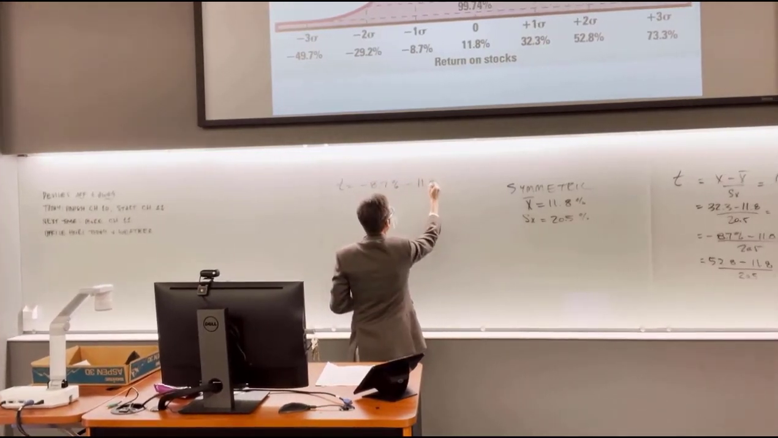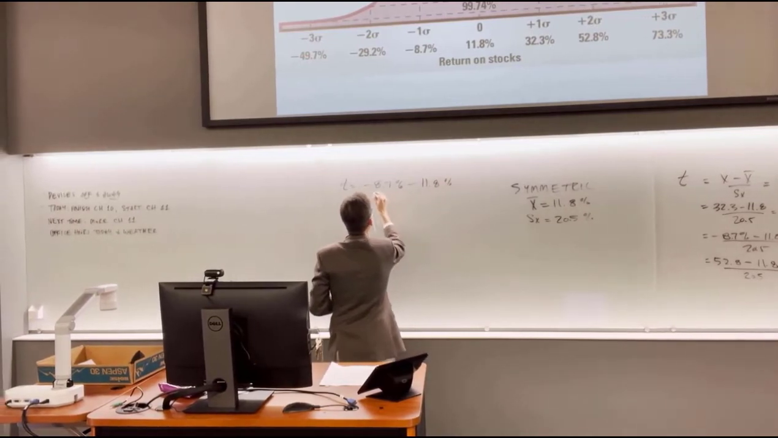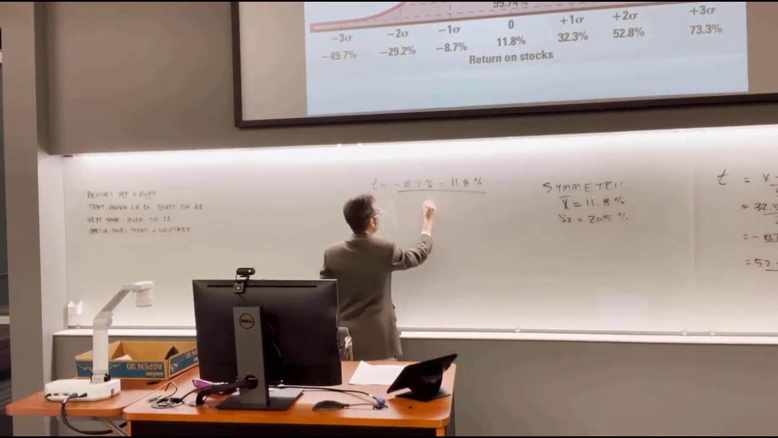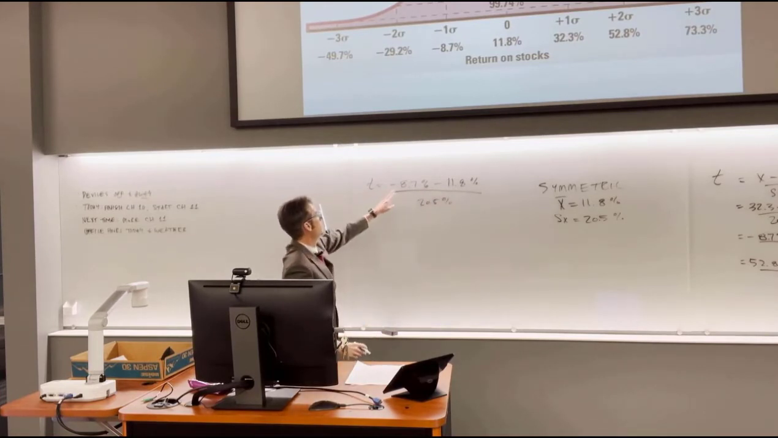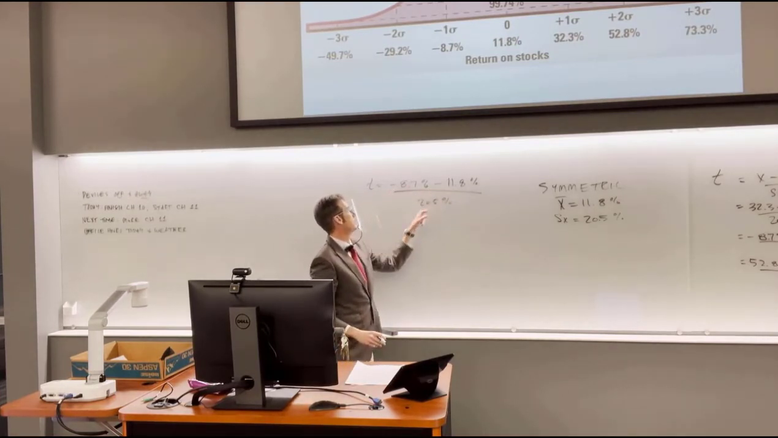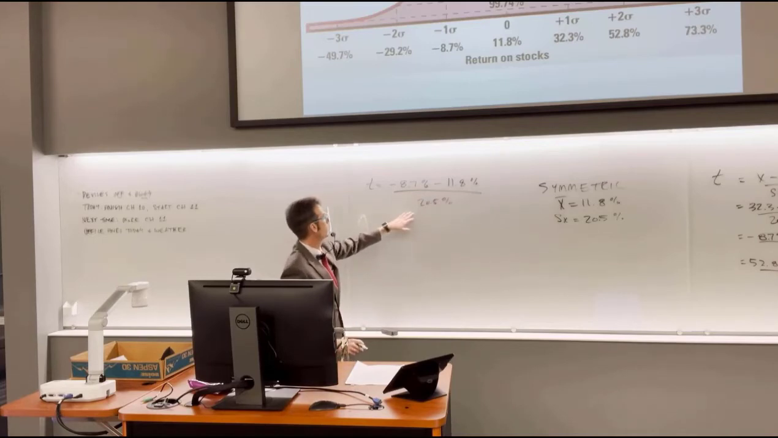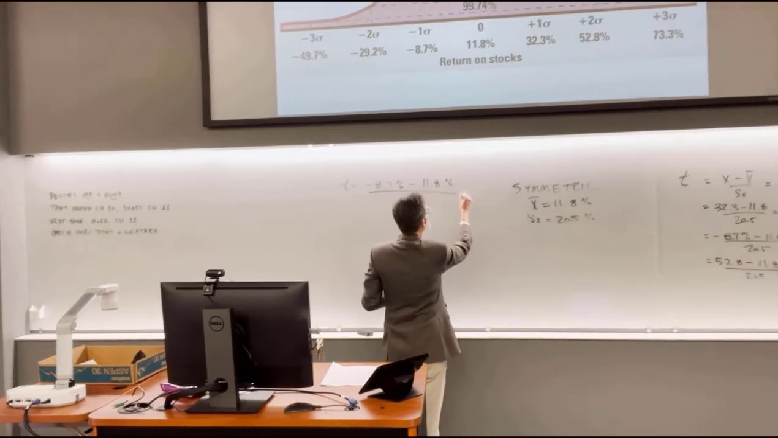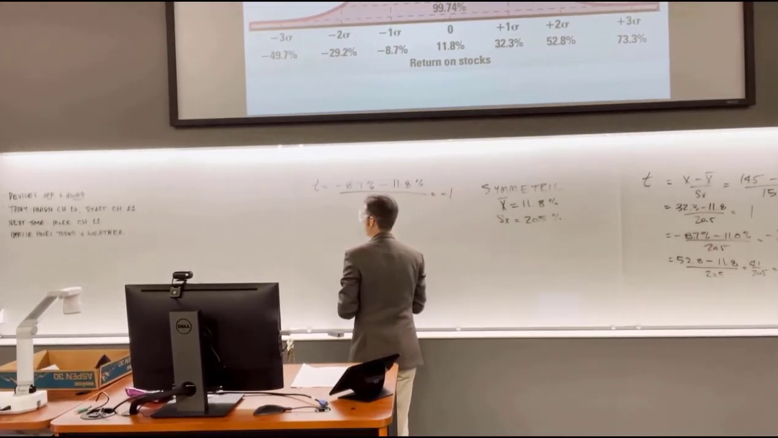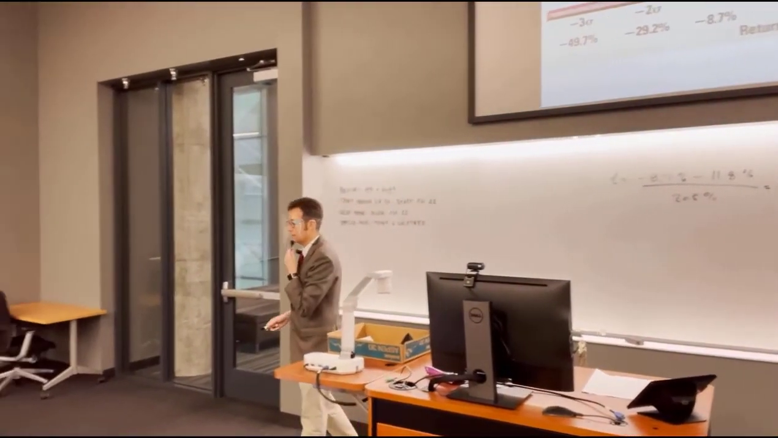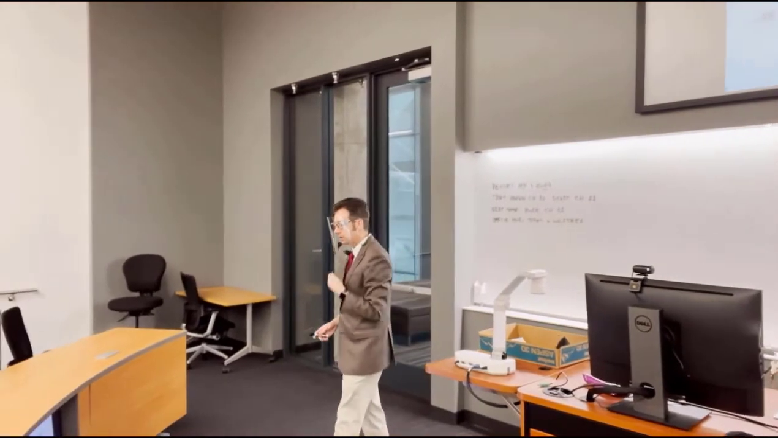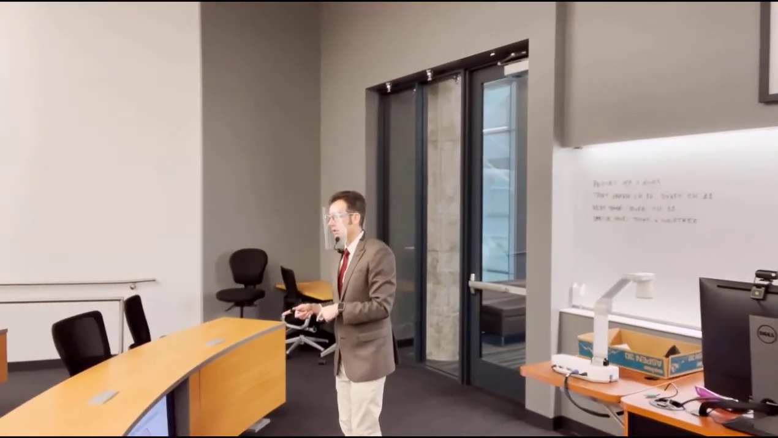So we're looking at negative 8.7%, minus our mean of 11.8%, divided by our standard deviation of 20.5%. Minus 8.7 minus 11.8 is minus 20.5, divided by 20.5 is equal to negative 1. We're looking at negative 1 standard deviation.